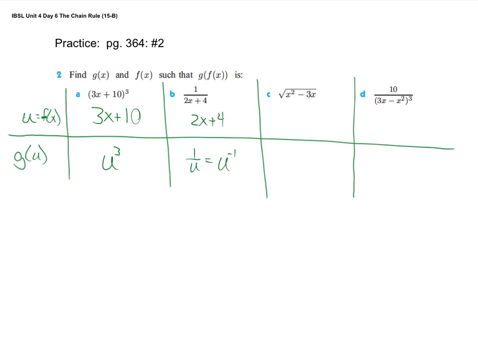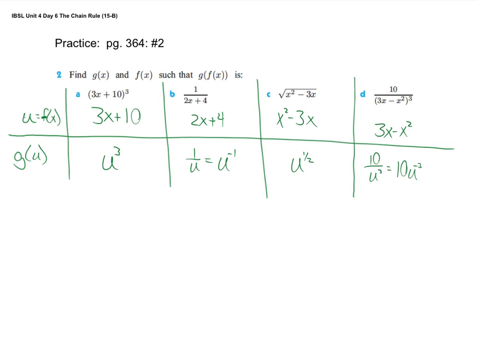How about C? What's u? x squared minus 3x. Good. And g of u? u to the 1 half. Good, you're catching on. All right, how about D? 3x minus x squared. Okay, 3x minus x squared. So then what would g of u be? 10 u to the -3. Okay, good. We have 10 over u cubed, which is 10 u to the -3.